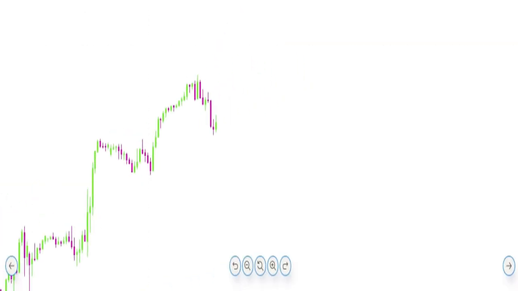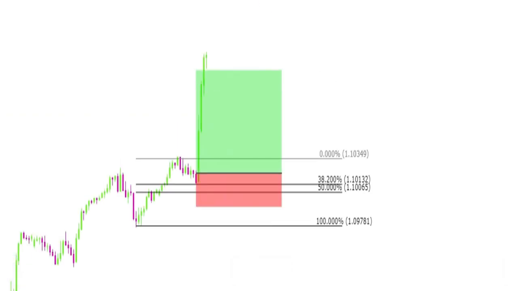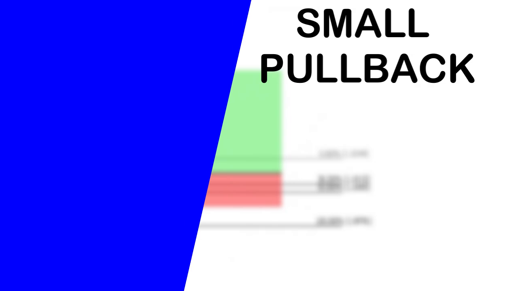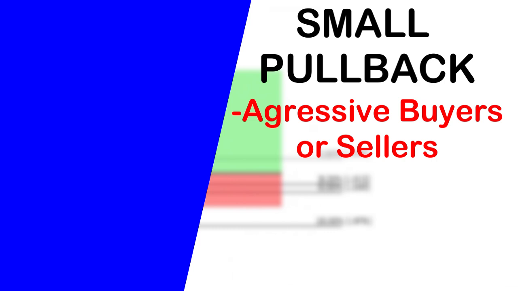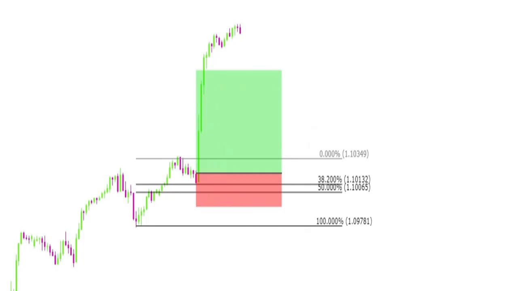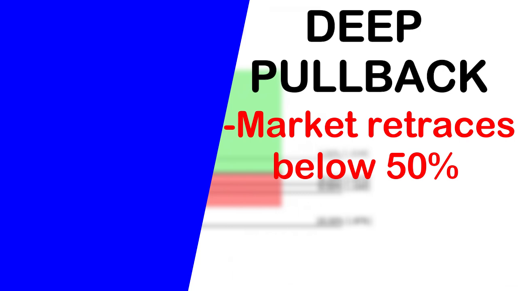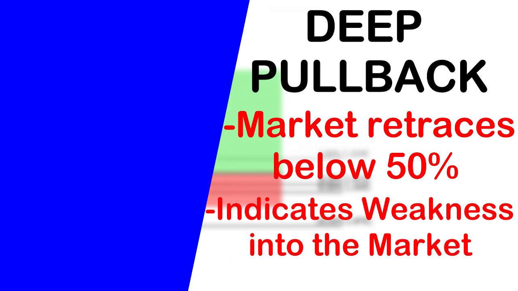In a strong uptrend, the market may retrace to the 38.2% or 50% Fibonacci level and then continue its existing trend. This type of pullback is called a small pullback. The small pullback usually occurs when there are aggressive buyers in an uptrend or aggressive sellers in a downtrend. The small pullback indicates that the market is strong. Similarly, the deep pullback is when the market makes a pullback below the 50% fib level. It indicates that the market is weak.